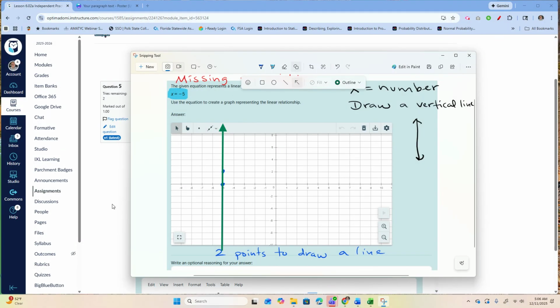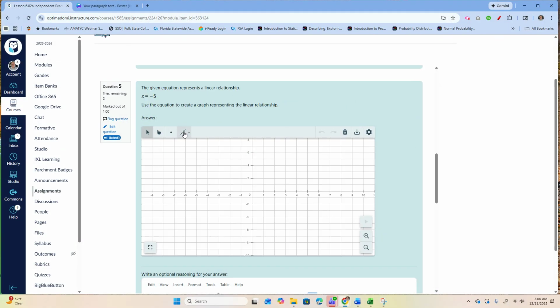That's what we're going to do here in Canvas. So click on the line tool. Okay, let's put the point on -5 on the X, and then just put another point above or below, as long as you keep the vertical line. So I'm going to put it here. And there is my line.